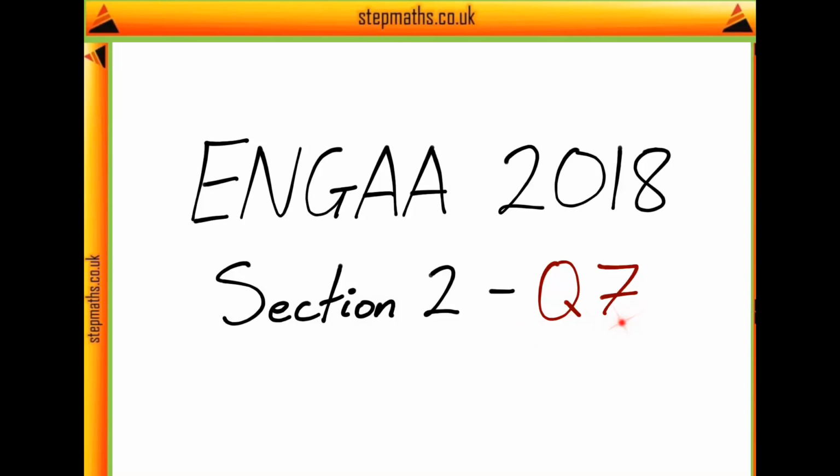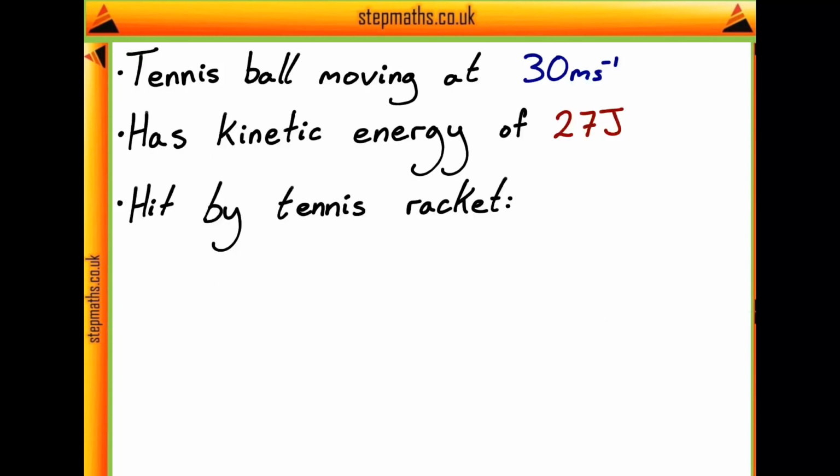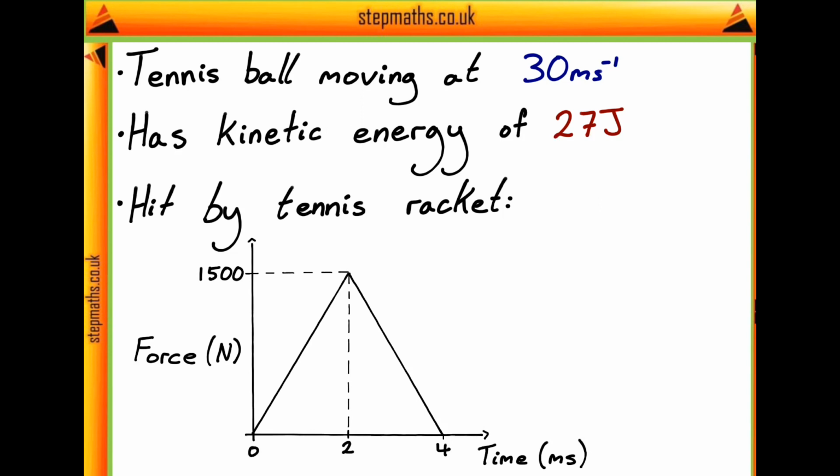Here we're going to look at question 7 from section 2 of the ENGAA 2018 paper. In this question, we're told we have a tennis ball moving at 30 meters per second with a kinetic energy of 27 joules. We're then told that our tennis ball is hit elastically by a tennis racket, which applies a variable force to our tennis ball, shown in this force time diagram here.